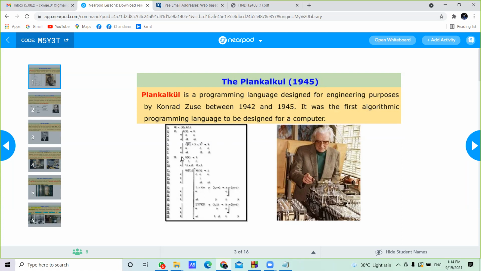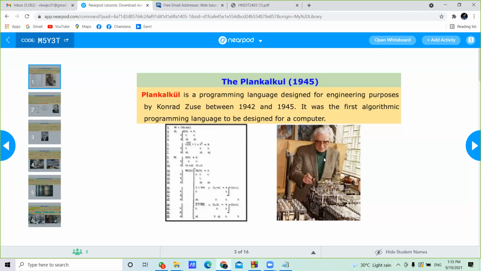Here, I think you can see the figure on the left side, giving some idea about how the language is organized. Then the figure on the right side is the person who invented this programming language, Konrad Zuse. Here you want to remember the name of this first programming language and the person who invented it. These are the important points in this slide.